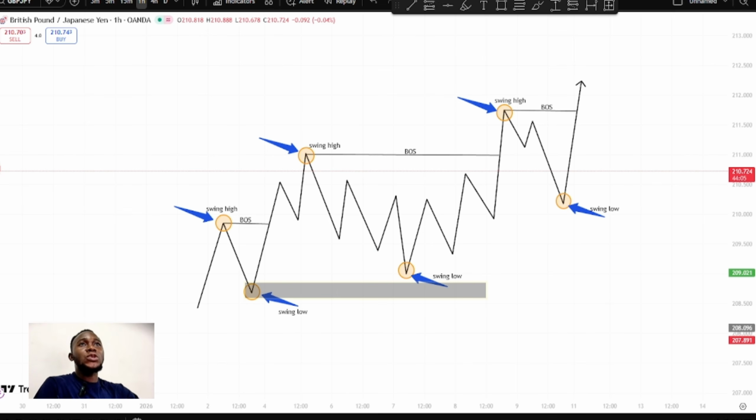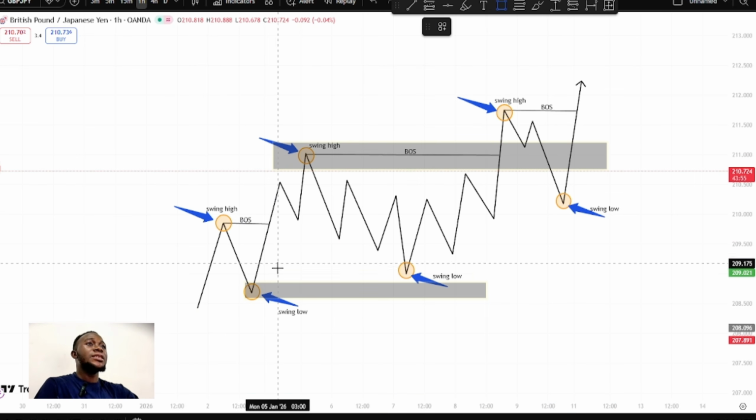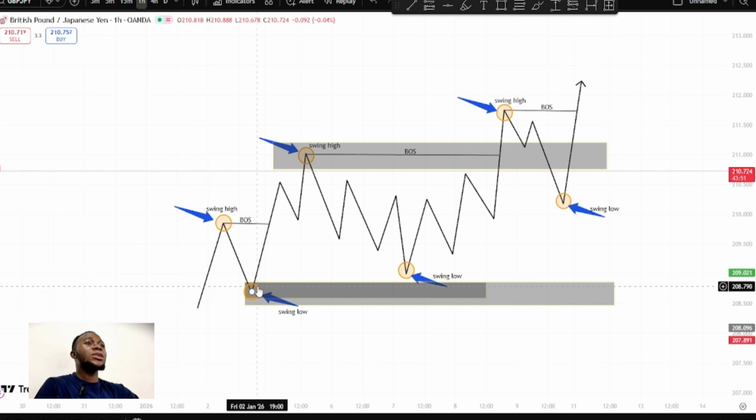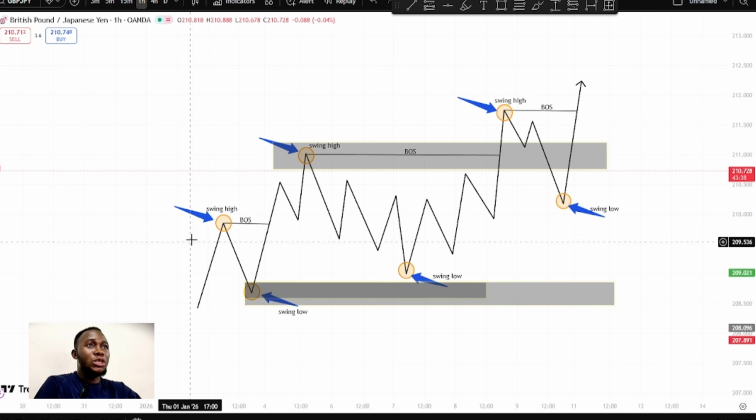Now, I want you to understand something. Let's say this is our swing high, right? This is our swing high, and then this is our swing low. Now, this swing low here was the point that facilitated the push to the upside, that created this swing high here after we got this break of structure at this point.